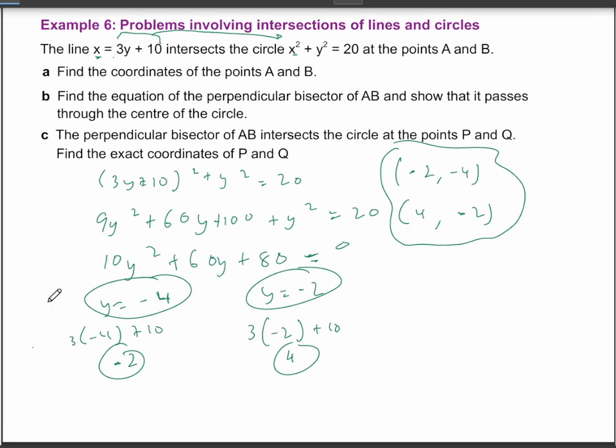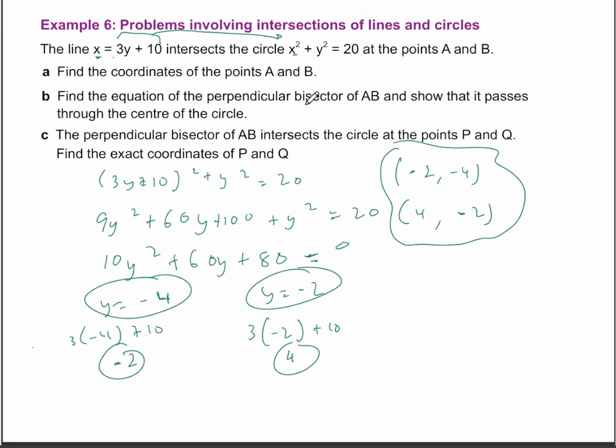Then we have to show that the equation of the perpendicular bisector of that AB, that means, remember, this is just AB, passes through the center of the circle. Now what is the center of a circle? It is 0 and 0, and we get that from this right here. And so we just have to show that the perpendicular bisector of this passes through 0, 0. So let's find the perpendicular bisector of this. So for that we need to find the midpoint first. Let's just visualize it slightly. 4, negative 2 and negative 2, negative 4.